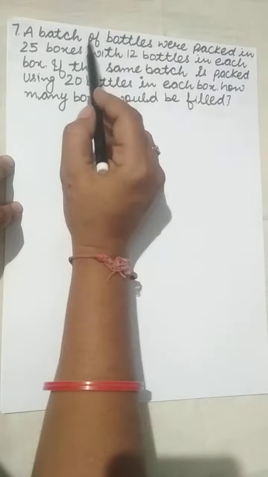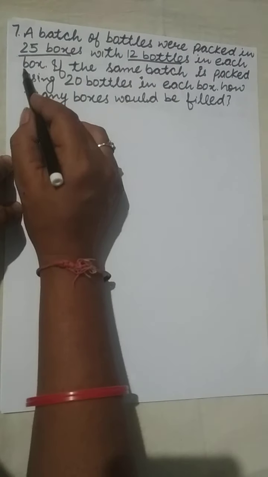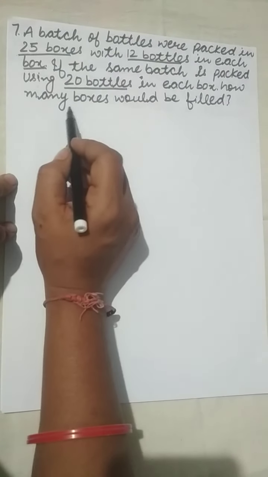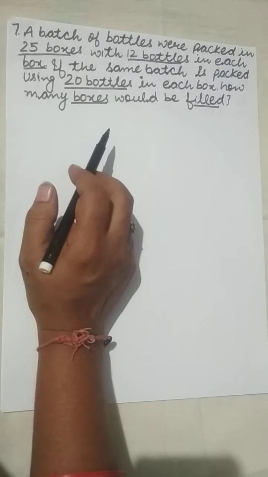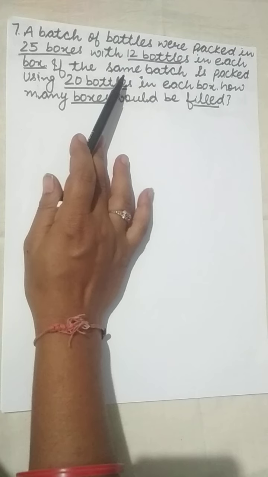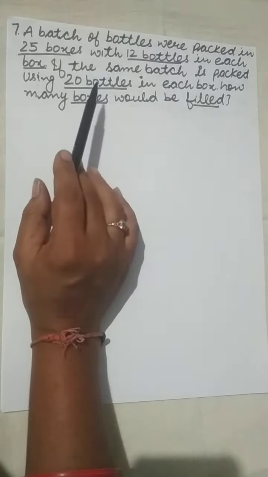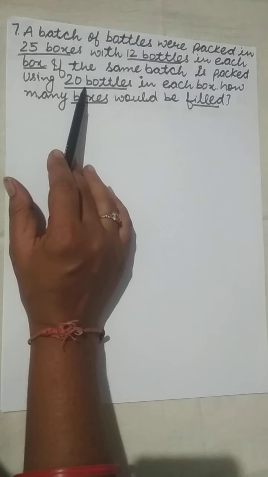Question number 7. A batch of bottles were packed in 25 boxes with 12 bottles in each box. If the same batch is packed using 20 bottles in each box, how many boxes would be filled? Now a batch of bottles is packed with 12 bottles in a box and 25 boxes are used for filling the same. Now the question is, if instead of 12 bottles we are filling 20 bottles, then how many such boxes are required? So let us make the table.